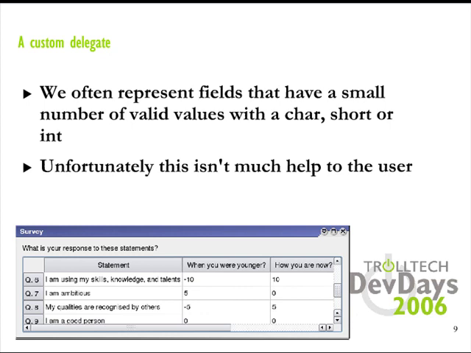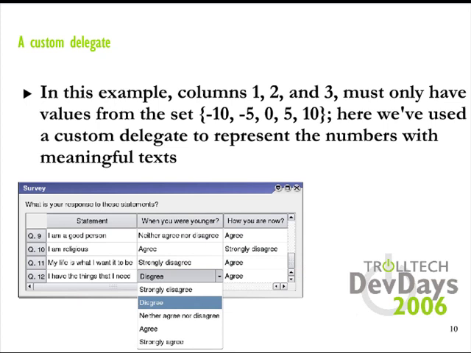So what we want to get is this. We want text, and when the user initiates editing, with F2, for example, we want a combo box of the valid choices. This guarantees, firstly, that they can only choose valid data, and obviously it's much more convenient for the user and understandable. Okay, so how do we implement something like that?